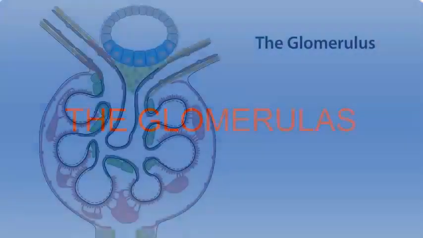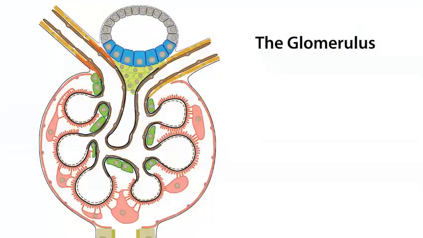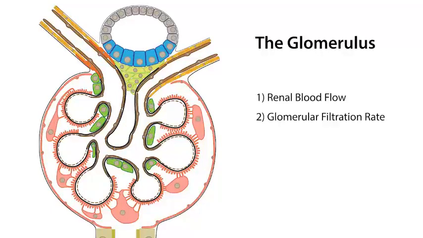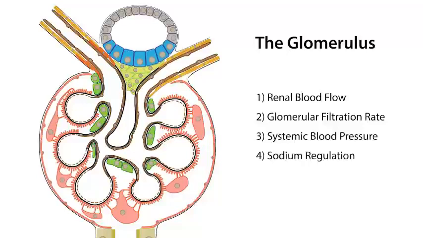The glomerulus is an interesting and complex structure, arguably the most important part of the kidney, in the sense that most disorders of the kidney involve the glomerulus. The glomerulus regulates renal blood flow, glomerular filtration rate, as well as contributes towards the regulation of systemic blood pressure and sodium regulation by the kidneys.